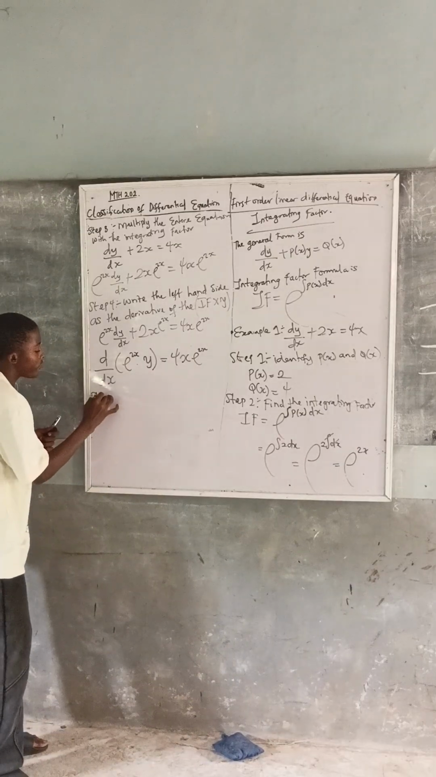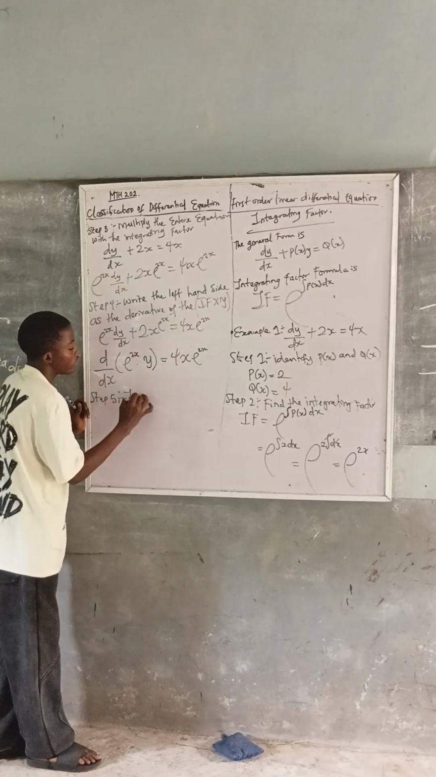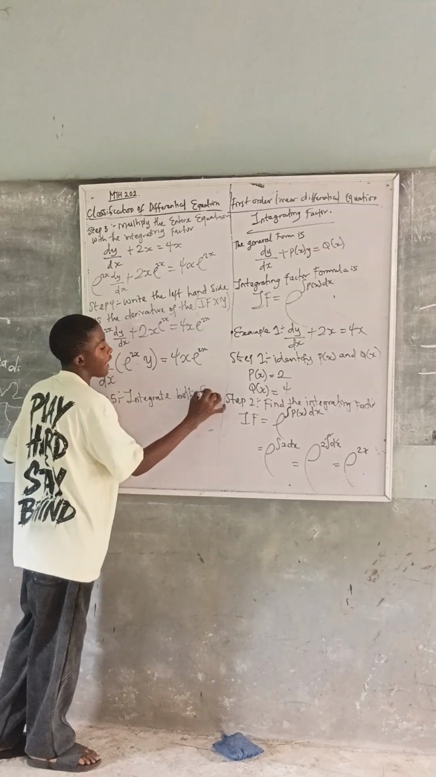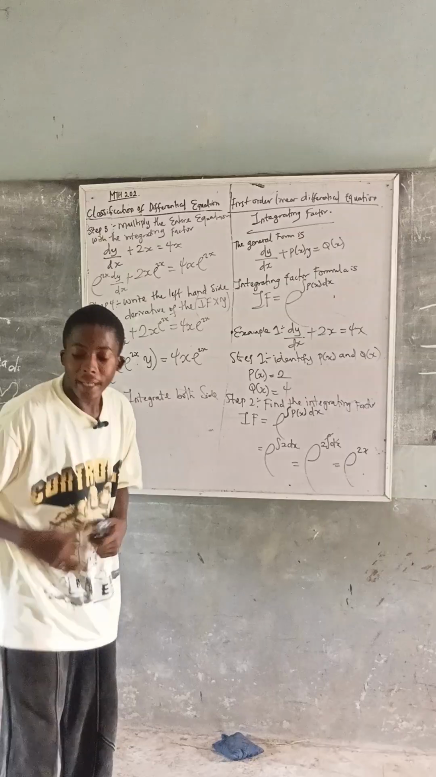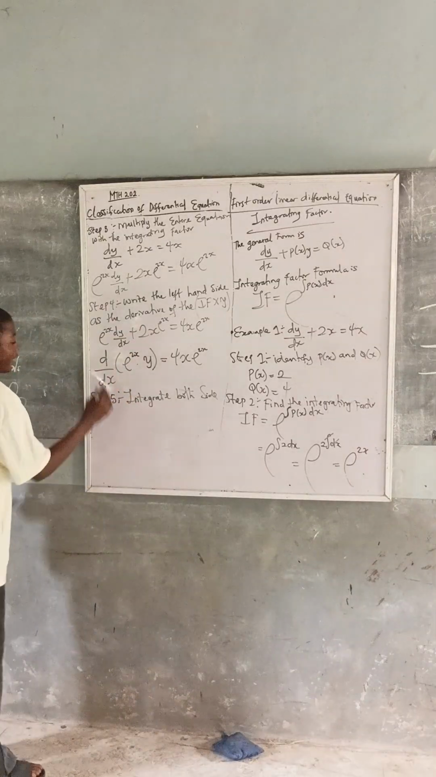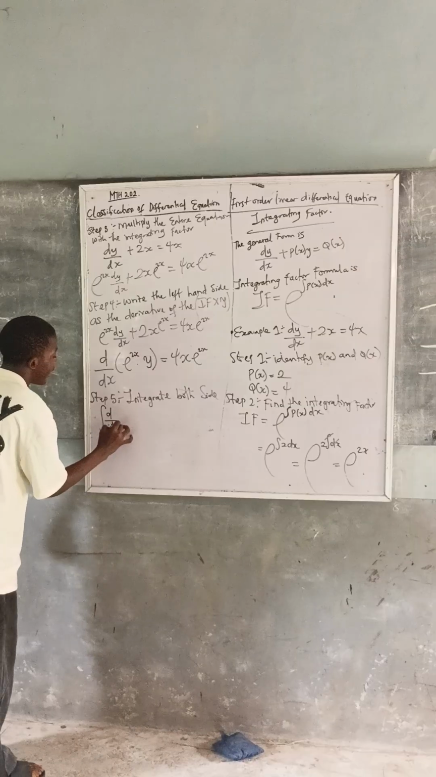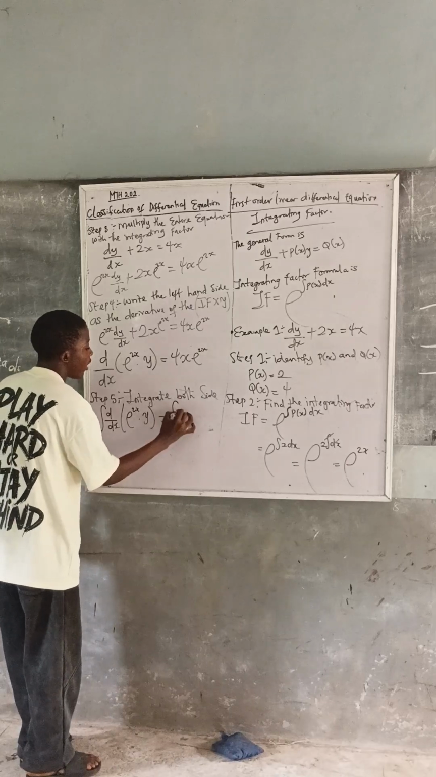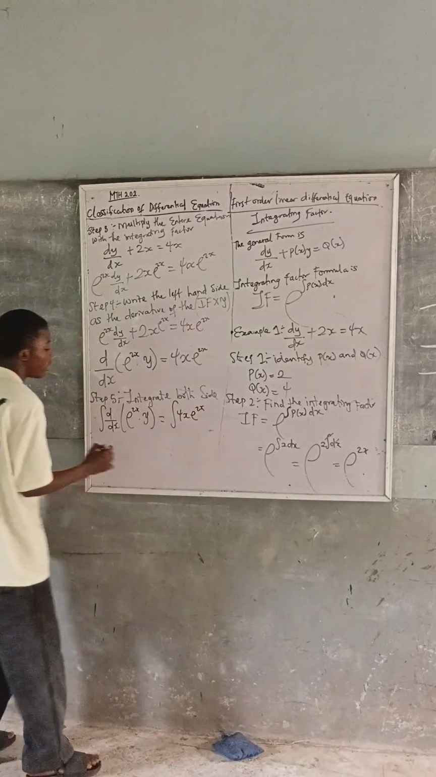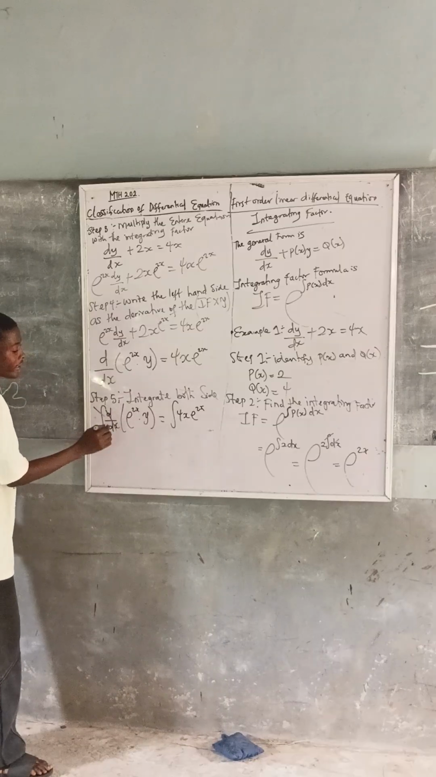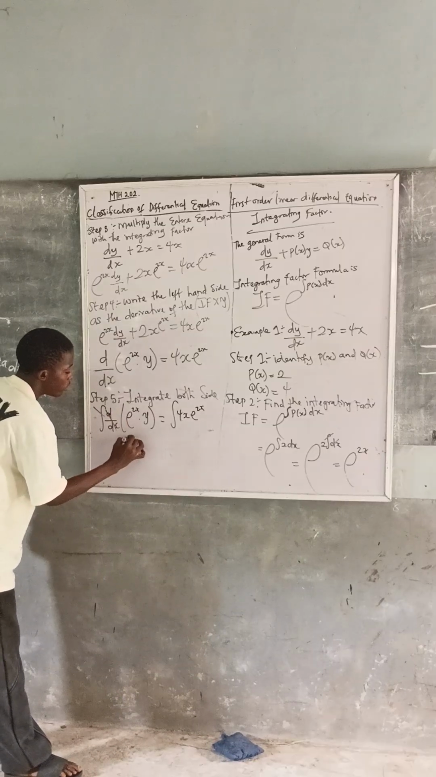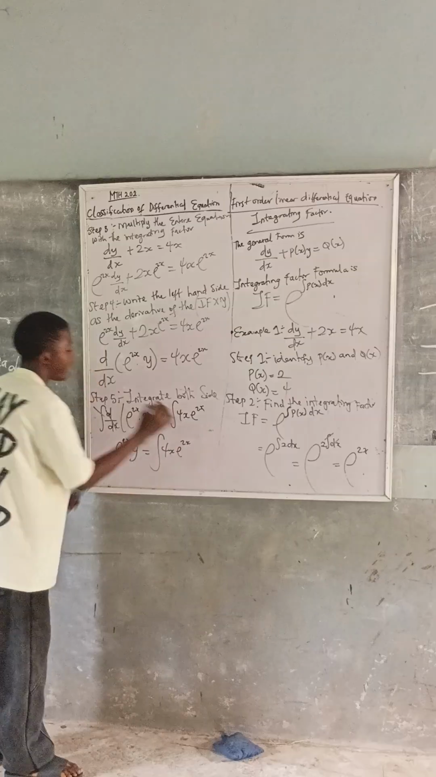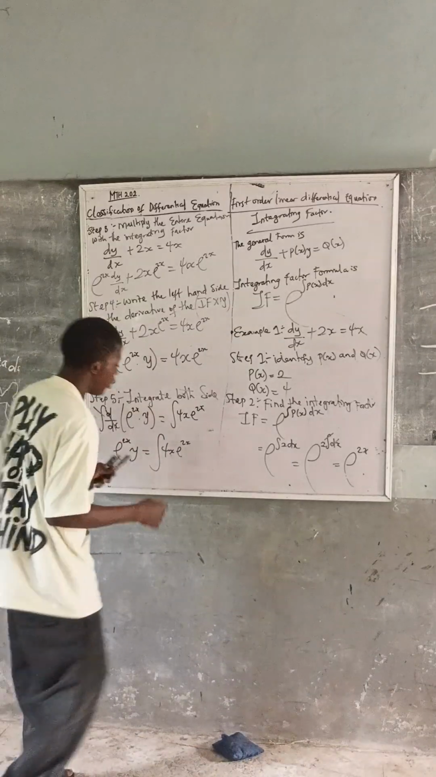Step 5, integrate both sides. Step 5 says that what? Integrate both sides. So you have the integral of d/dx of e^(2x) times y equals to what? Integral of 4x e^(2x). We all know that differential will cancel integral. So we have what? e^(2x) y equals to what? Integral of 4x e^(2x). Do we get it?